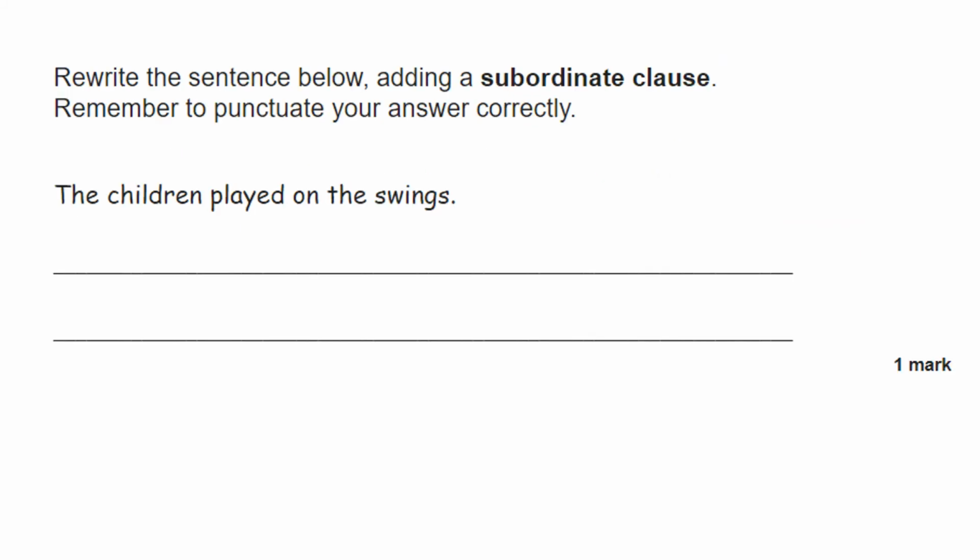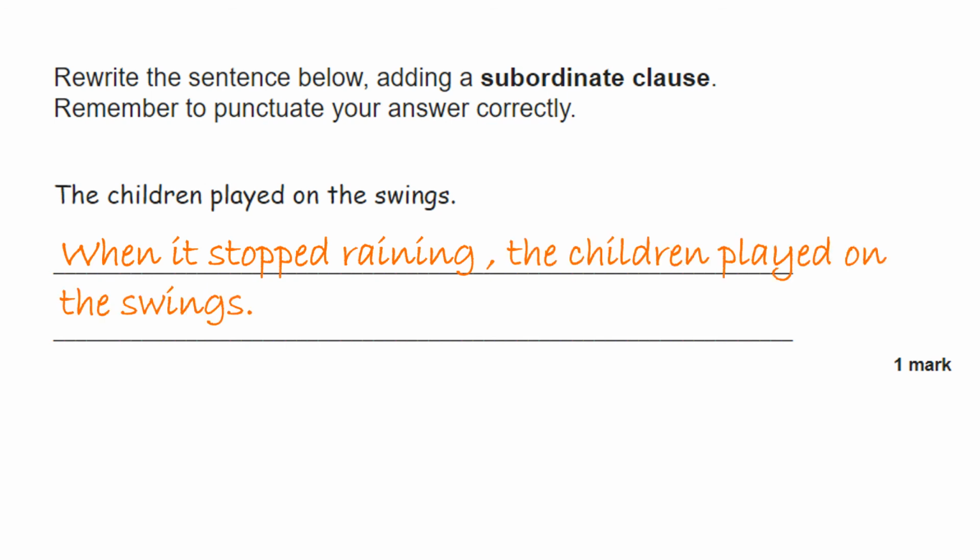Here I'm being asked to rewrite the sentence by adding a subordinate clause, and I have to remember to punctuate my answer correctly. So I said the children played on the swings. Now I'm going to choose to start it with the subordinate clause. Now I need to remember that because it's the start of a sentence, I need to put in a clear capital letter. So I'm going to say "When it stopped raining." So here's my clear capital letter. Now because my subordinate clause comes first, I'm going to need to remember to put my comma. And then I can add my main clause: "When it stopped raining, the children played on the swings." And I will need to make sure that I give a clear full stop.